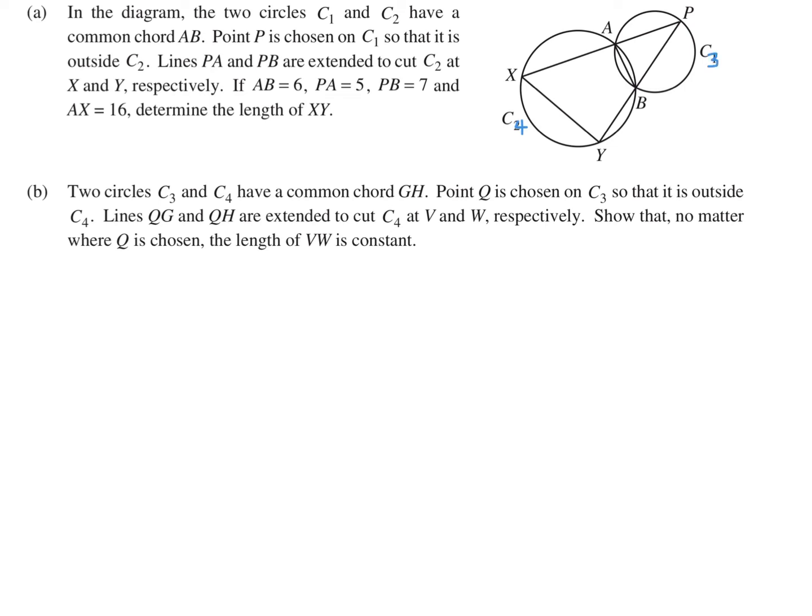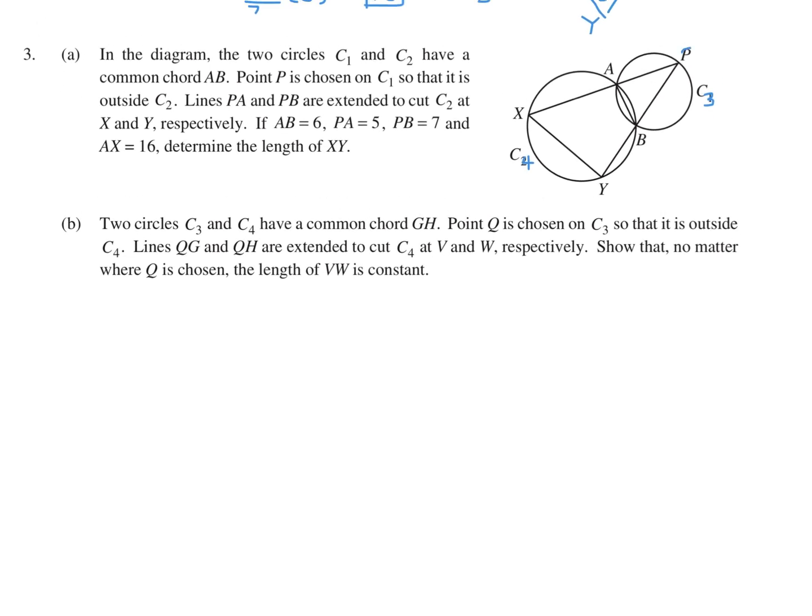This is now Q. So put in a Q here. And then this is now G. And this is H. And this is V and W. And I think that's it. I think those are the letters. So it's the exact same diagram, and they just changed the letters on you, which, you know, whoop-de-doo, right? Who cares? Okay, so what do they want us to prove?